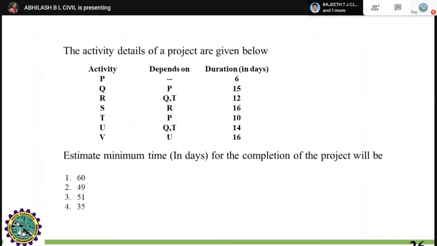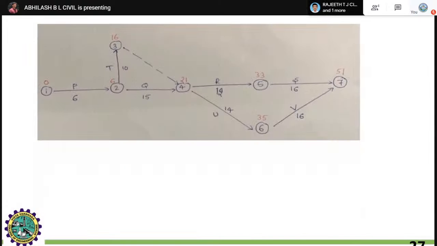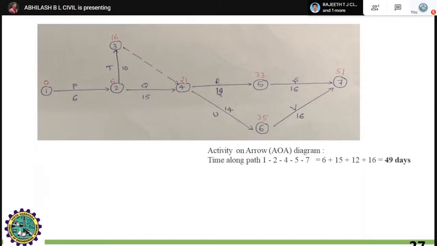But in the question, you have to observe that it asks to estimate the minimum time in days for the completion of the project. That's it. You require the minimum time. This is how you have to calculate. Just take the early finish time of this particular project. No need to take the reverse order of this chart. That is how it gives 51. This is one of the methods you can solve it.